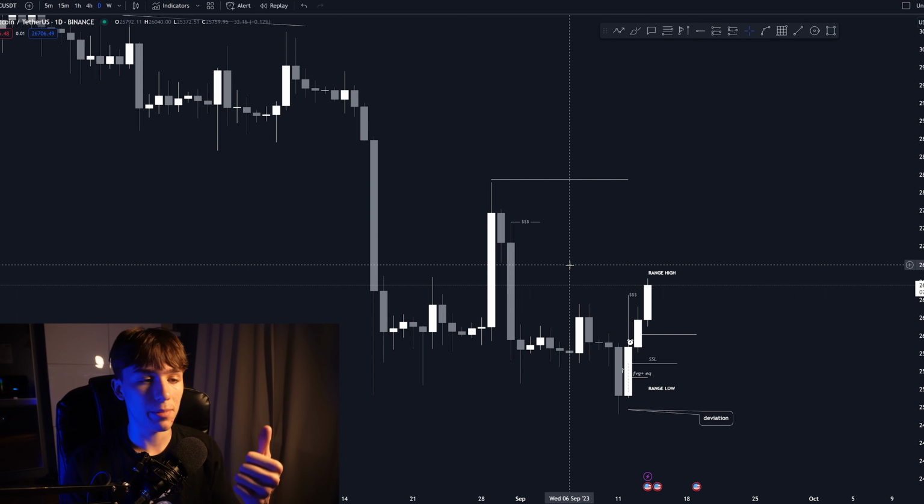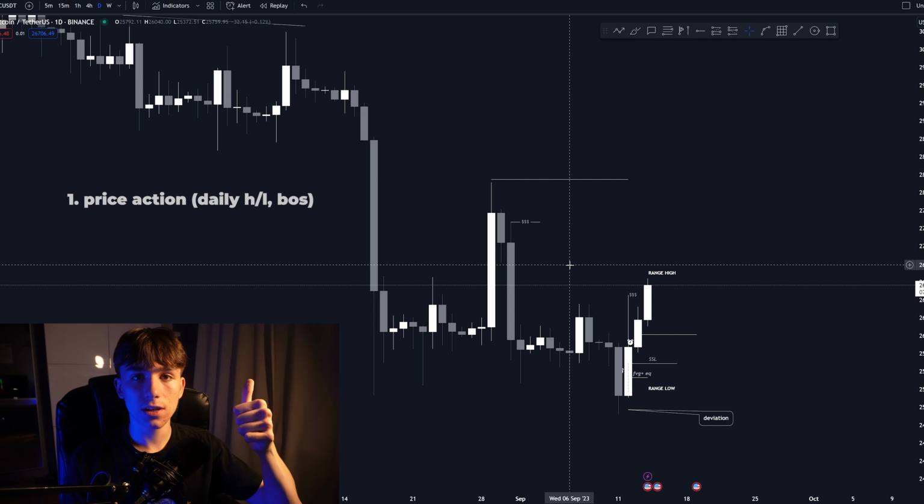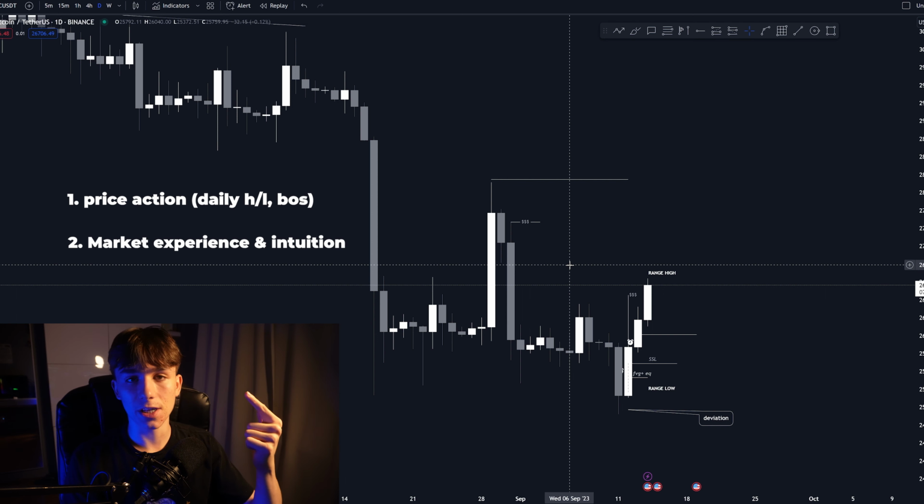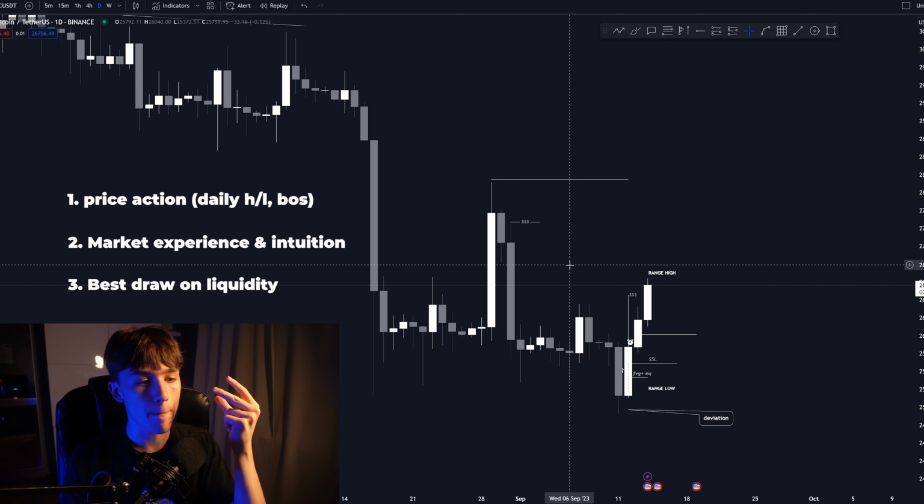So yeah, those are the three things. Price action, like I told you in the beginning of the video, highs, lows, break of structure; market experience and intuition; and whatever the highest draw on liquidity is. That's my three main pillars I look for in determining my setups, my daily bias.